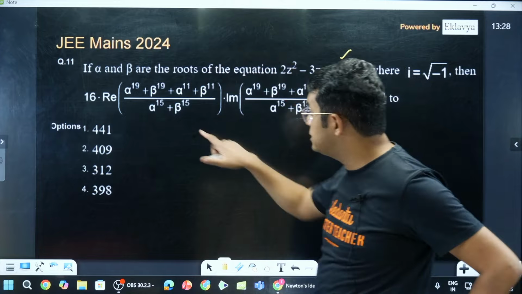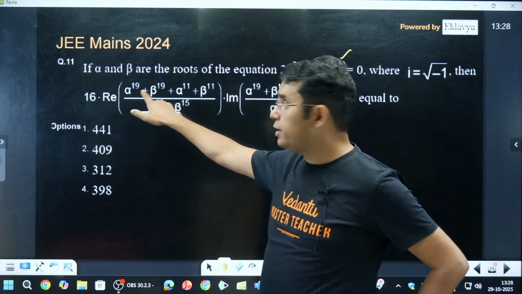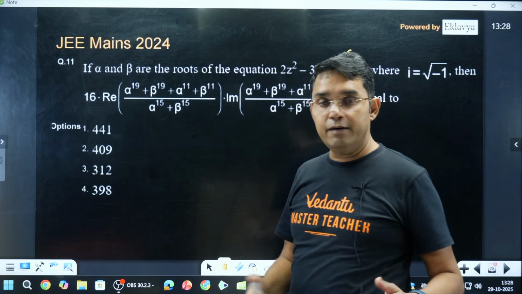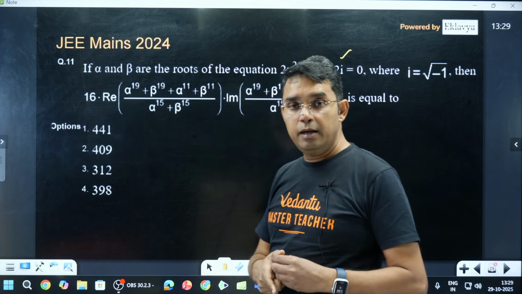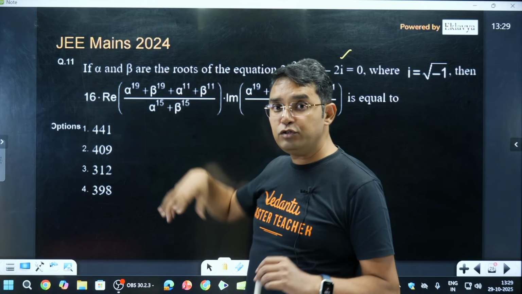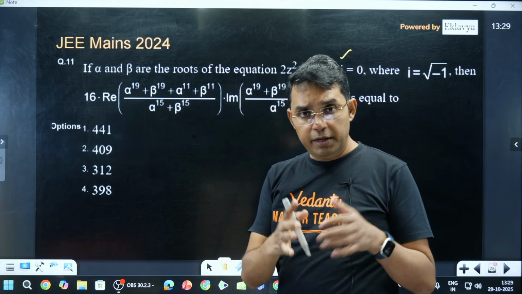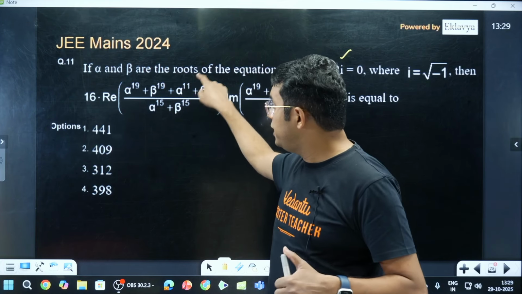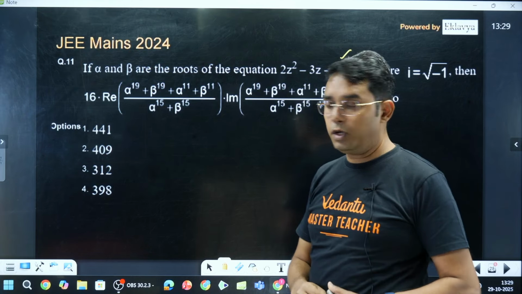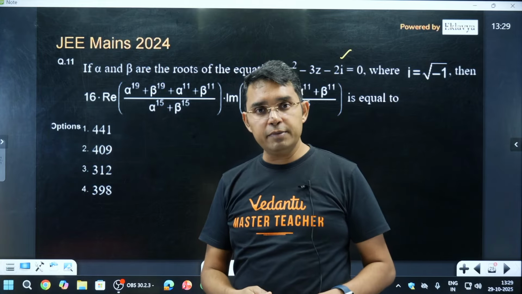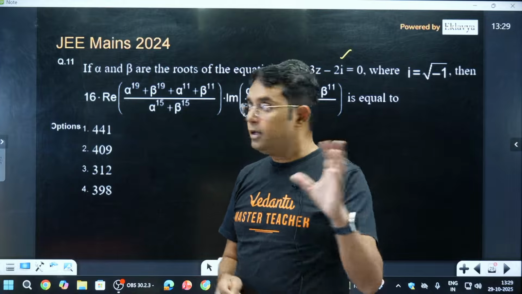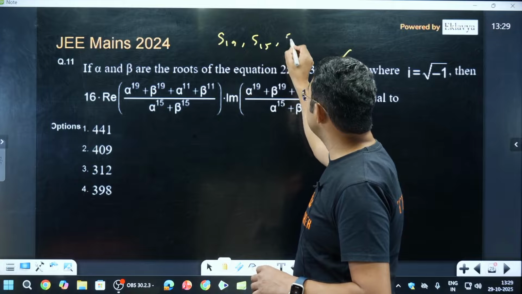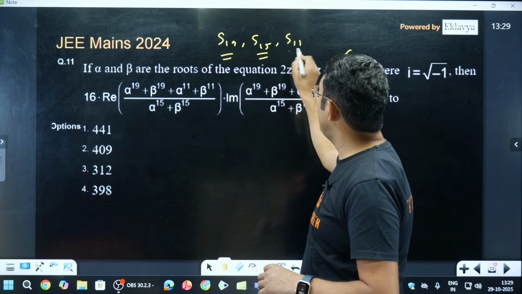Now if you look at this, alpha power 19, beta power 19, it looks like a sequence S19, then S11, S15. But the thing is, there is a difference of degree here, 19 to 11 and 15. The difference here is 4. So maybe we have to do something so that we can get a relation between S19, S15 and S11, that is at a difference of 4.